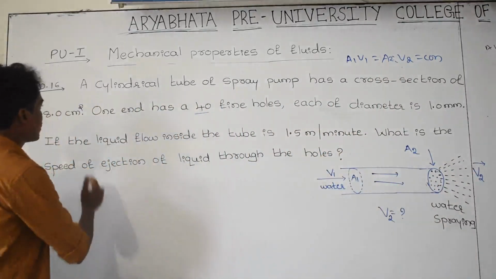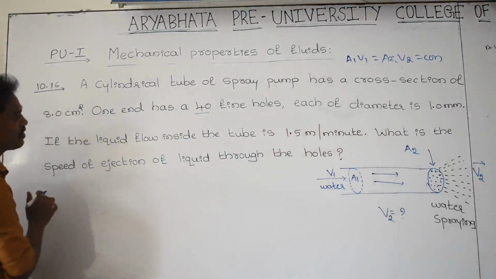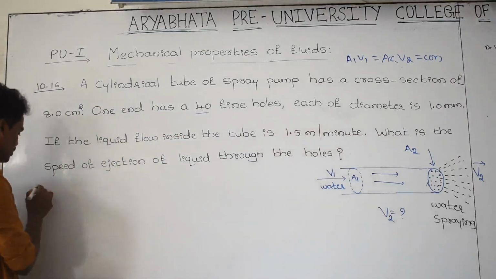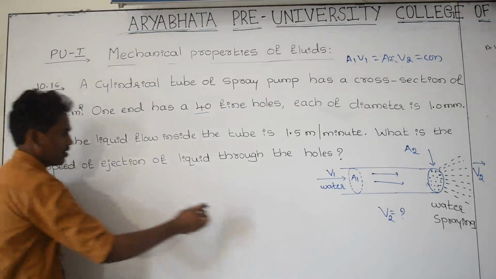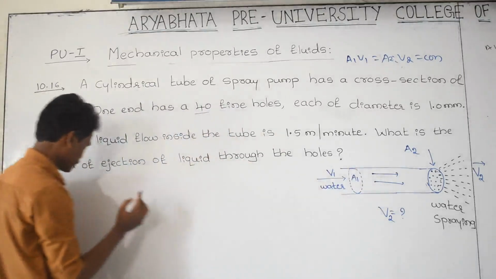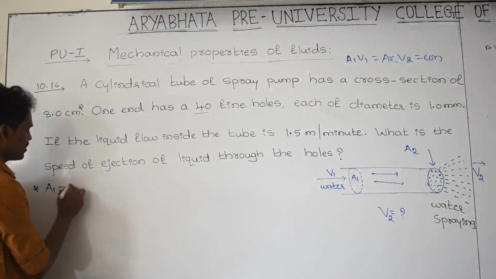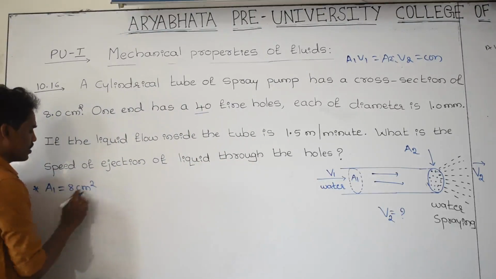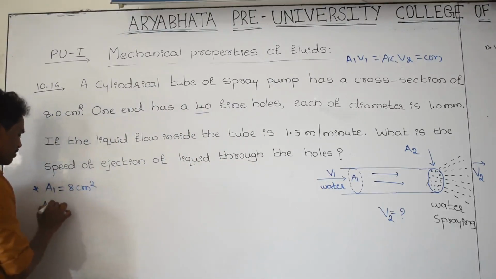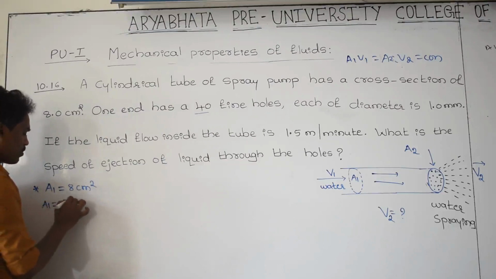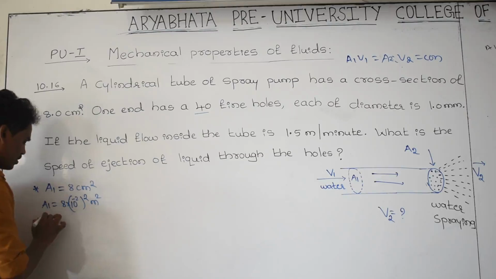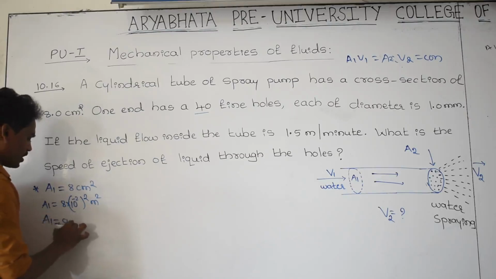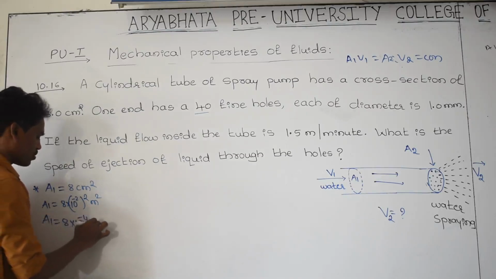First, take what he has given. Cross section area of the tube, that is A1, he has given. That is how much? 8 centimeter square. Convert this into meter. A1 is equal to 8 into 10 to the power of minus 2 whole square, that is meter square. Then A1 is equal to 8 into 10 to the power of minus 4 meter square.